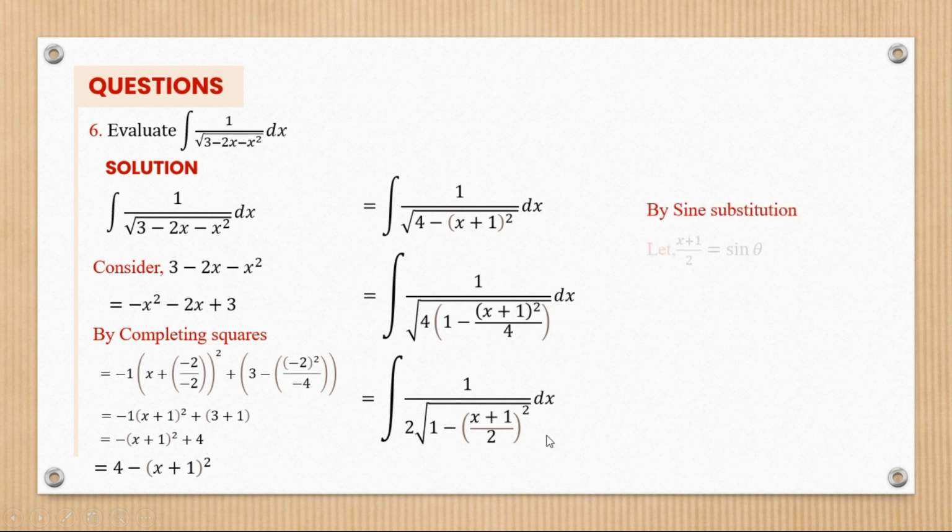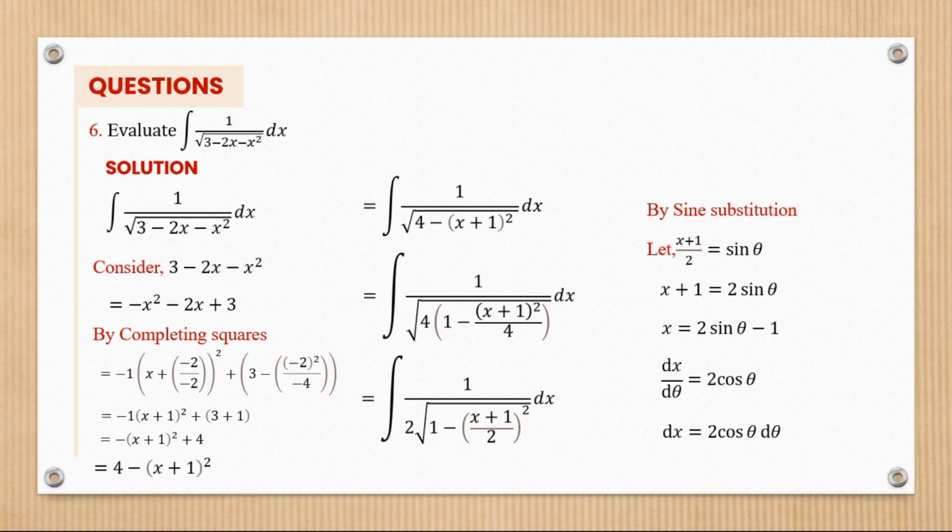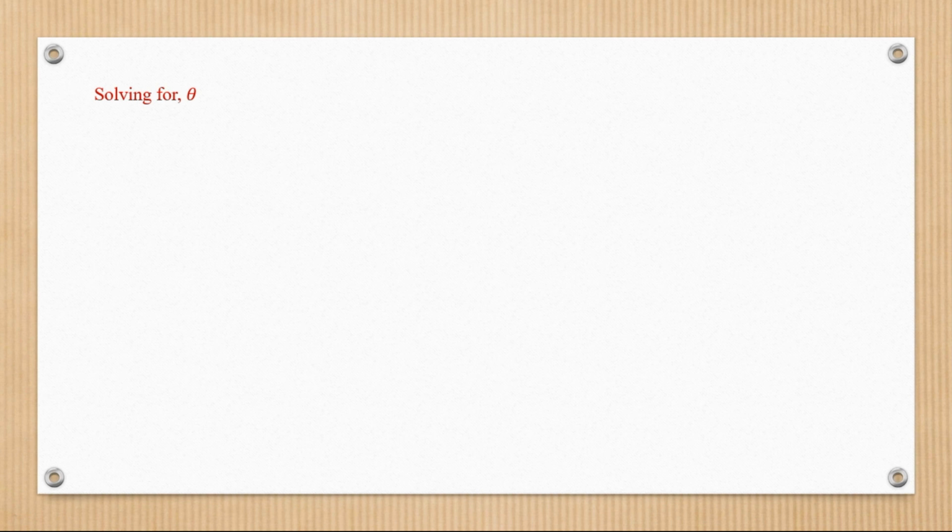So now by sine substitution, we can see that this value right here, x plus 1 over 2, shall be equal to sine theta. So if we cross multiply, x plus 1 shall be equal to 2 sine theta, and then if we make x the subject, x shall be equal to 2 sine theta minus 1, of which dx/d theta shall be equal to 2 cos theta, that's the derivative of that. And if we make dx the subject, dx shall be equal to 2 cos theta d theta. Then now let's solve for theta. We can say that theta shall be equal to sine inverse of x plus 1 over 2.